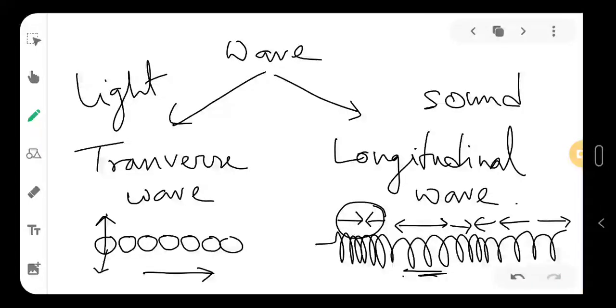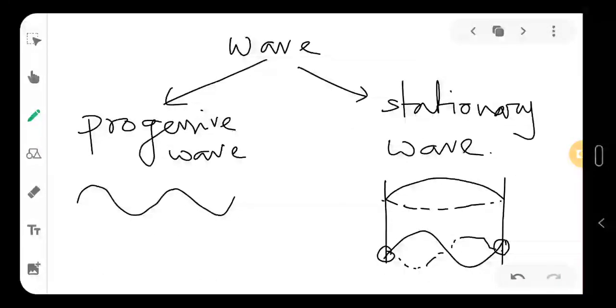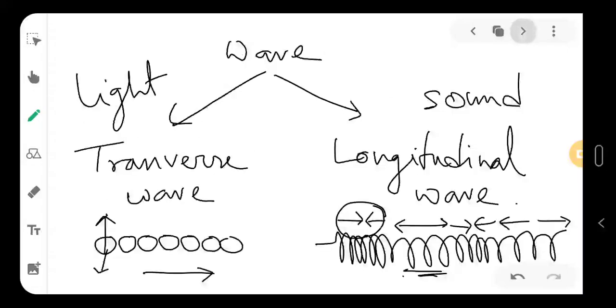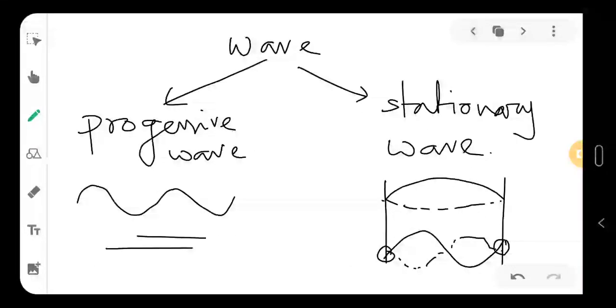Now we will talk about some basic properties of waves, and then we will come to the next part. We have seen that there are two kinds of waves. Generally we will talk about these two classifications, transverse and longitudinal. Later on we will come back to these two. Or we can do one thing: we can talk about the progressive wave, and then we will again move to the stationary wave.